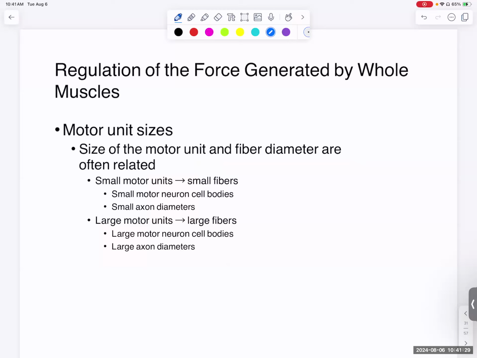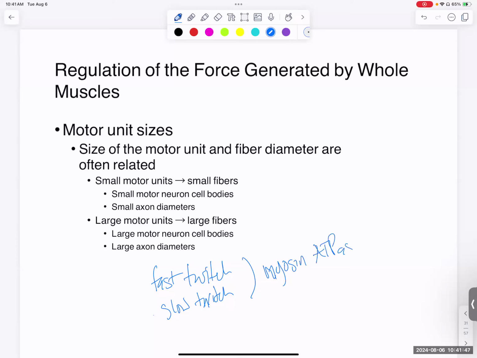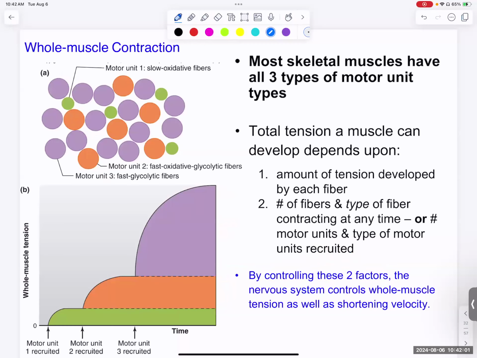One thing I have to say is that with motor units, when we get to, say, fast twitch or slow twitch, the myosin ATPase is the same in a motor unit. So if it's a fast twitch motor unit, they all have fast myosin ATPase. If it's slow twitch, they all have slow.